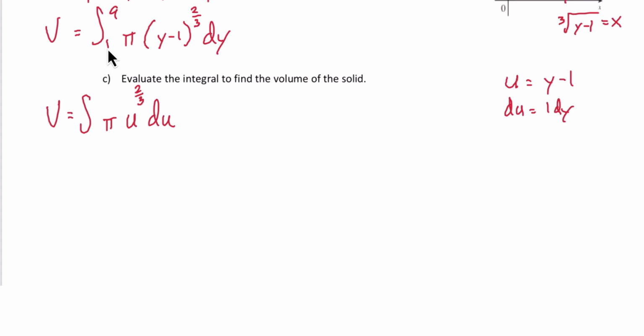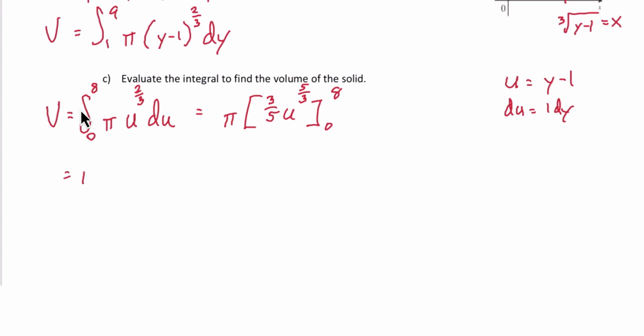So earlier we had 1 as a lower limit, so plug in 1. Our lower limit is now 0. Our upper limit used to be 9. Plug in 9, we have 9 minus 1. Our upper limit is now 8. Continuing to integrate, we have pi times 3/5 u raised to the 5/3, and we want to integrate from 0 to 8.